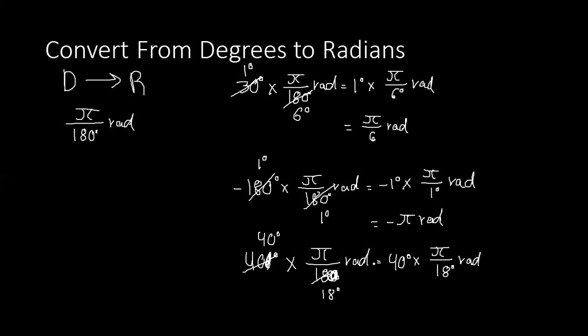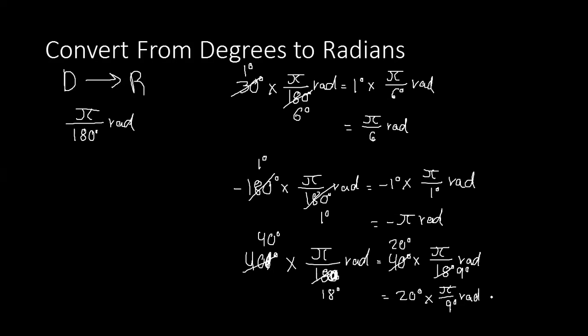So here we can simplify 40 and 18 degrees. These two are both divisible by 2. So 40 degrees divided by 2 is 20 degrees, and 18 degrees divided by 2 is 9 degrees. So here we will have 20 degrees times pi all over 9 degrees radian.